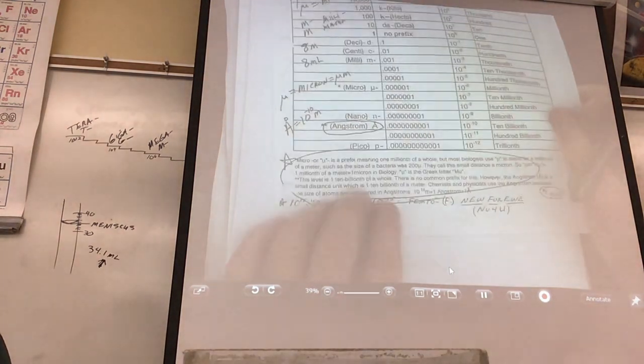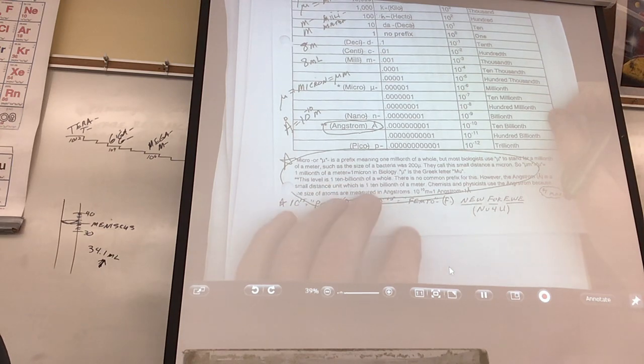Now those are minor. That's very minor. I do want you to know about it. If any of you do go into science, you're going to hear micron, you're going to hear angstrom.